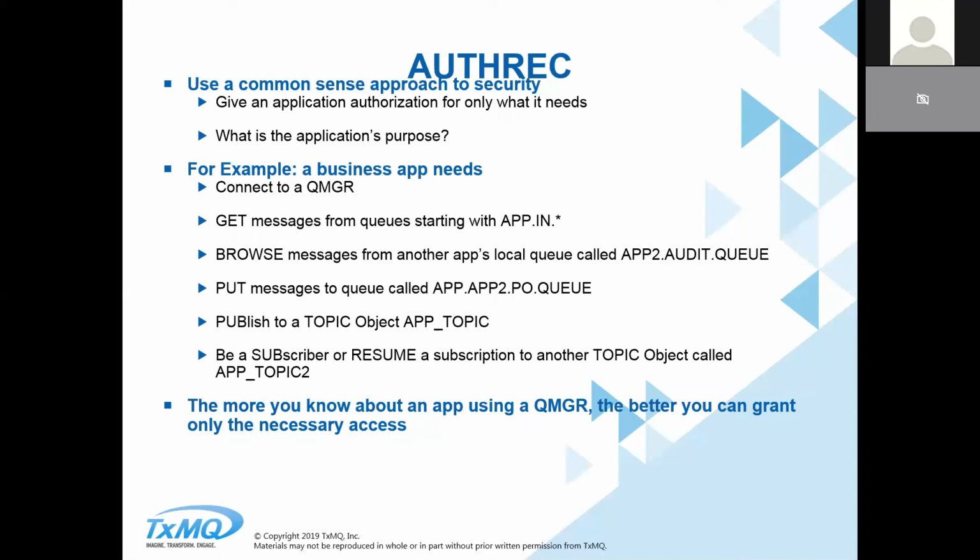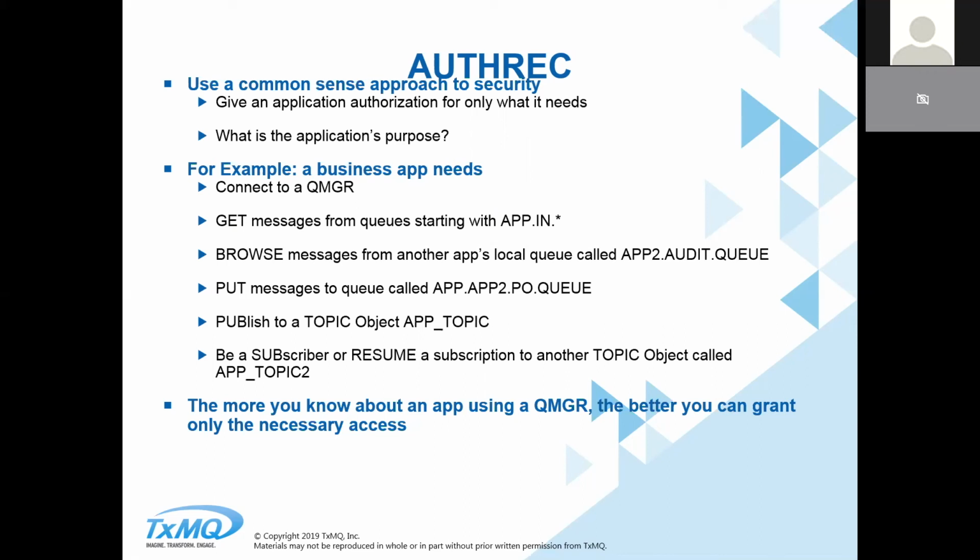Give an application authorization for what it needs. What is the application's purpose? Here, I'm going to give an example. A business app needs to be able to connect to a queue manager. It needs to get messages from queues starting with app.in, or anything prefixed with app.in. It needs to browse messages from another app's local queue, called app2 audit queue, as an example. Put messages to a queue called app.app2.poq, as an example, or even publish to a topic, or be a subscriber.